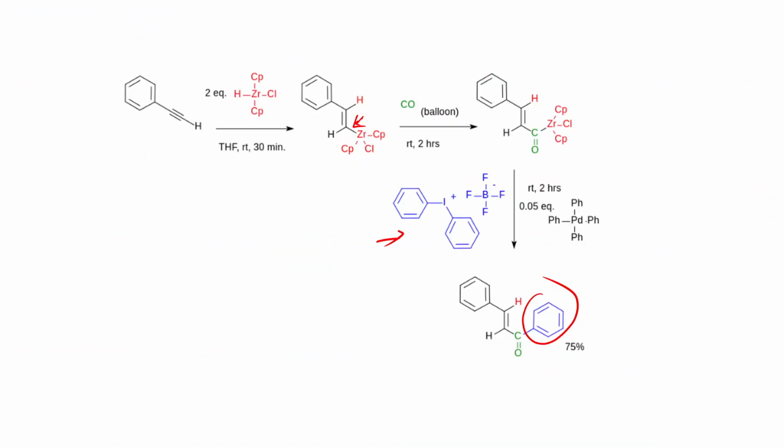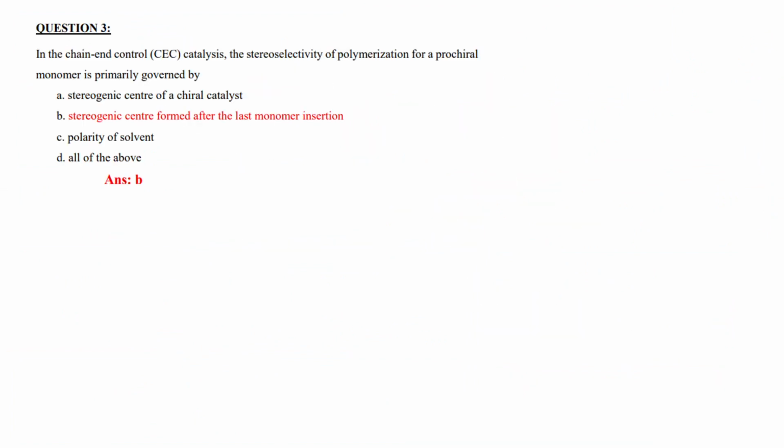So we have discussed these things. So coming to this one. So with chain control catalysis, stereoselectivity of polymerization for a prochiral monomer is primarily governed by, so that's the option.